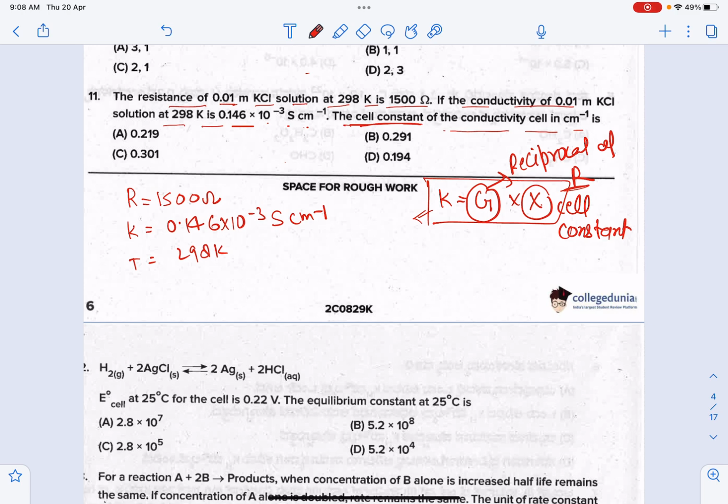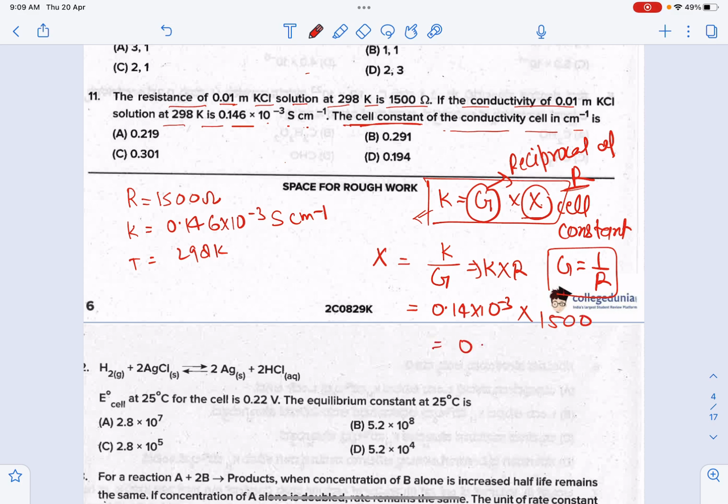Now for the cell constant X, we have to calculate it. X will be K by G, and G is equal to 1 by R, the reciprocal of R. So we will find conductivity multiplied by R. Just put the values: 0.146 × 10^-3, and the value of resistance is 1500. When we solve, we get the answer 0.219 per centimeter. So our correct option will be option A.